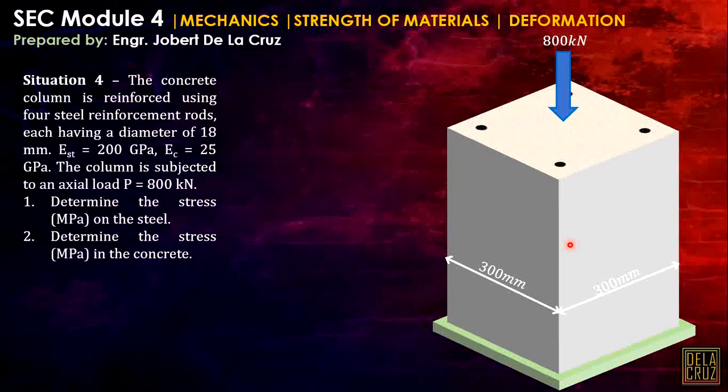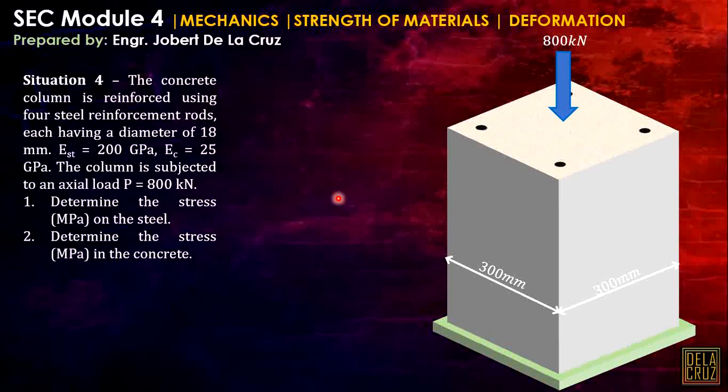Situation 4. The concrete column is reinforced using 4 steel reinforcement rods, each having a diameter of 18 millimeters. So we have the Young's modulus of each material for steel and for the concrete. The column is subjected to an axial load P as shown here in the figure. We have the dimensions of this column, 300 mm by 300 mm, and we are to calculate the stresses on each material.